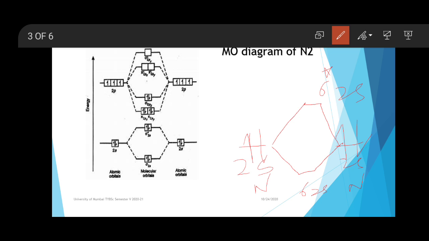How many electrons are present in the 2s orbitals? Each has 2, so 2 plus 2, 4 electrons, and all 4 electrons of the atomic orbitals fill into the molecular orbitals in increasing energy, following the Aufbau principle, Hund's rule of maximum multiplicity. This is how we can distribute the electrons into the molecular orbitals.